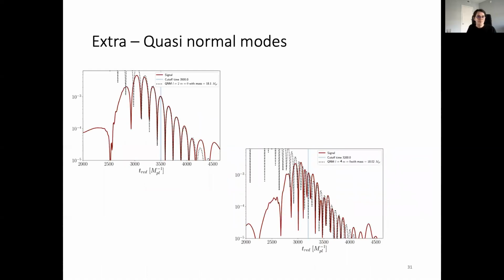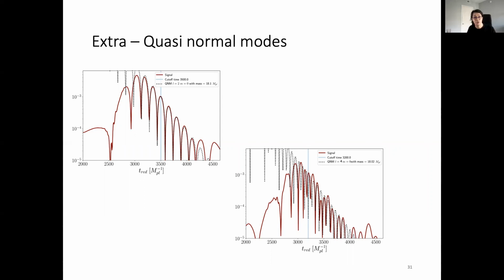So lastly, we also try to fit quasi-normal modes on the ringdown, and we did this for the L2 and the L4 mode for the two different runs. For both of them, this is a nice consistency check. We got, within, of course, our numerical accuracy, very similar answers of the final mass of the black hole. This was a nice consistency check.